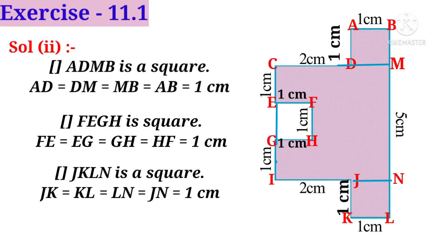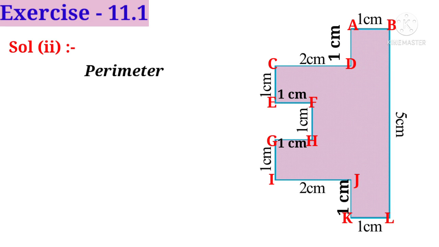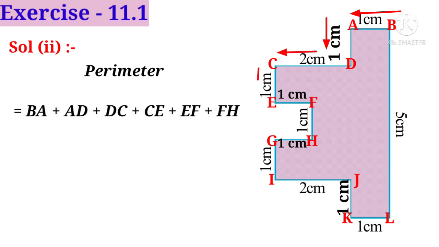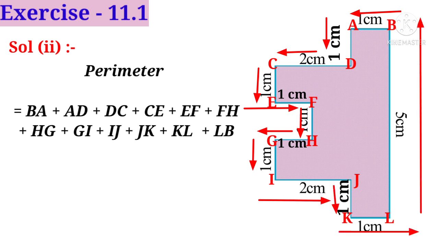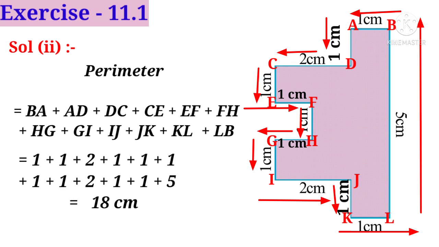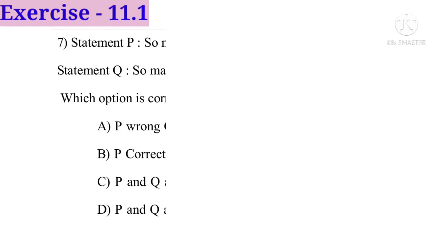Now perimeter. Perimeter is nothing but sum of all the sides. That is starting from B, right hand side to left hand side, BA, below AD plus DC plus CE plus EF plus FH plus HG plus GI plus IJ plus JK plus KL plus LB. So that is 1 plus 1 plus 2 plus 1 plus 1 plus 1 plus 1 plus 1 plus 2 plus 1 plus 1 plus 5. That is 18 centimeters.